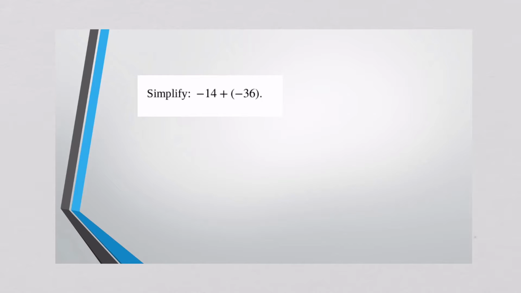Okay, this problem right here is like saying you owe somebody, plus you owe somebody some more. So that means at the end, you're actually going to owe a lot more than you did in the beginning. When the signs are the same and you're adding, you add the numbers together and keep that sign. So you would do 14 plus 36 and you get an answer of 50. But remember, they're both negatives, so we have to keep that sign. We owe somebody $50.